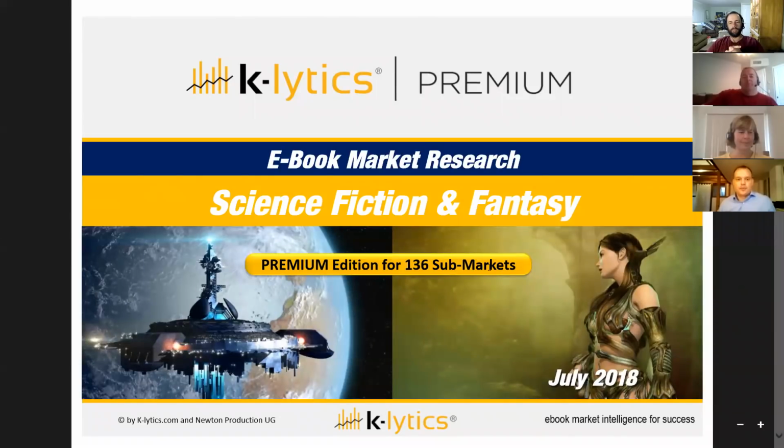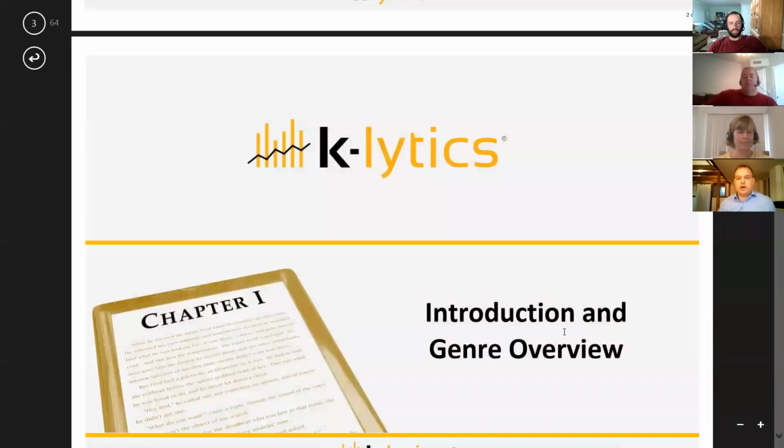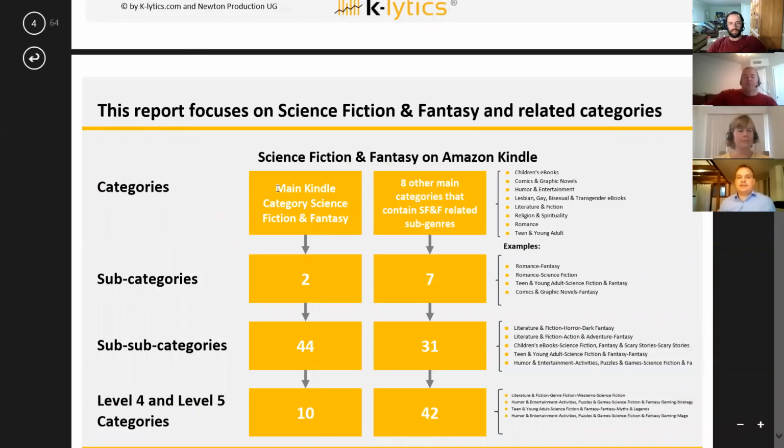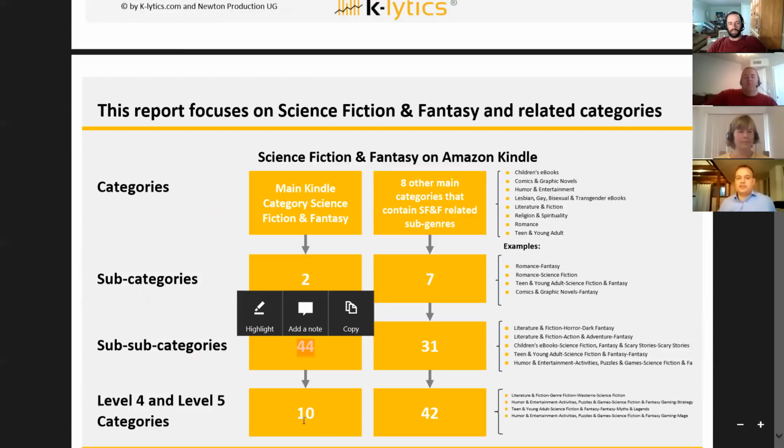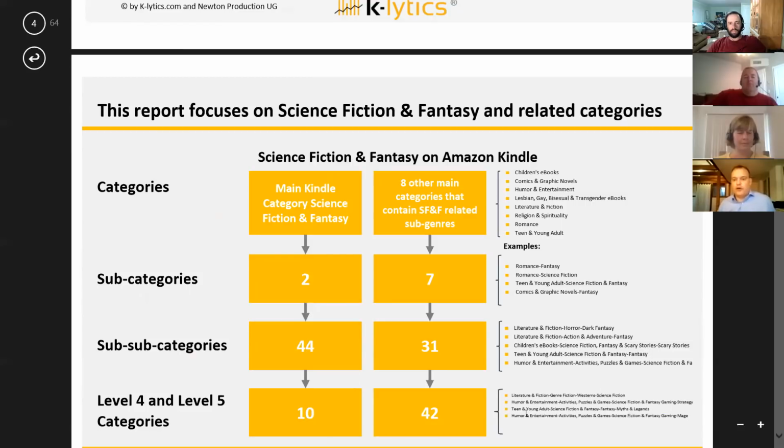So sci-fi and fantasy, first of all, it's like 136 submarkets, right? It's really big. And what people don't realize is if you go into the market, most people look at the main category, sci-fi, which is science fiction and fantasy actually, right? And it breaks down into the sci-fi branch and into the fantasy subcategory. And there you then find like 44 subcategories and then 10 even level 4 or 5 categories. So, at the very end of the chain, there are a lot of categories.